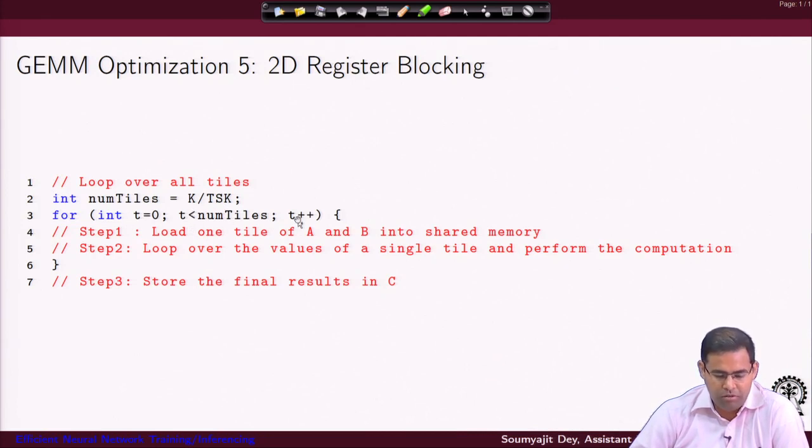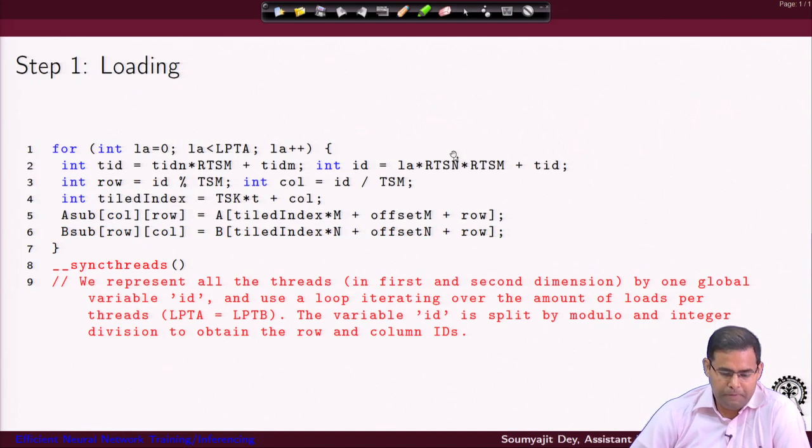So, this gives you the number of tiles, and inside this you have the same older steps to be done for this newer setting, that you have to load one tile of A and one tile of B into the shared memory, and then you have to loop over the values of a single tile and perform the computation just like earlier. Only thing is, you have more work per thread right now, and at the end of the entire computation, when all this load and compute for all the tiles is done, you just write back the values in the result matrix C, right. So, here comes the load part. So, how do you really load?